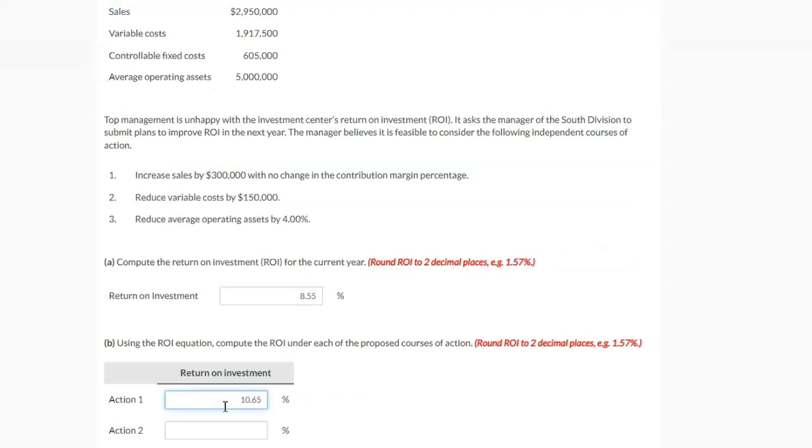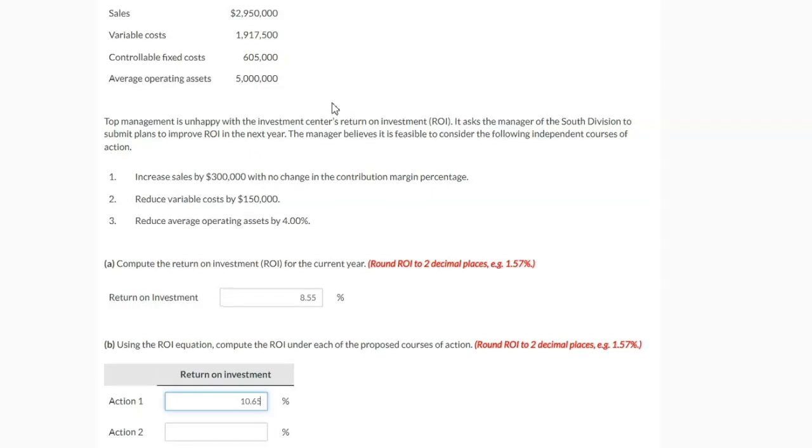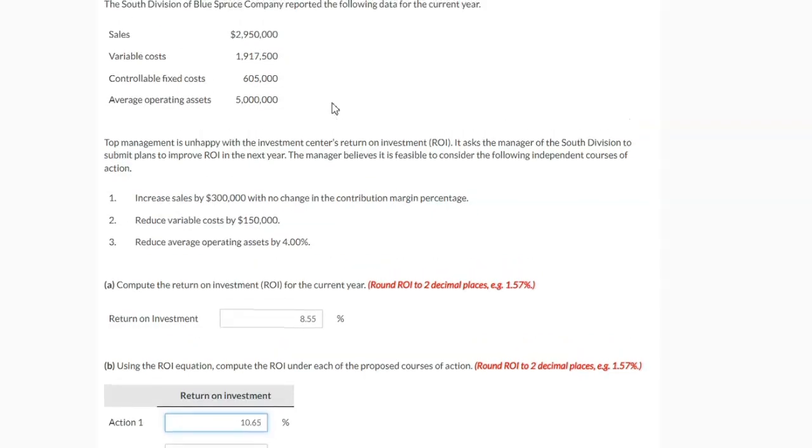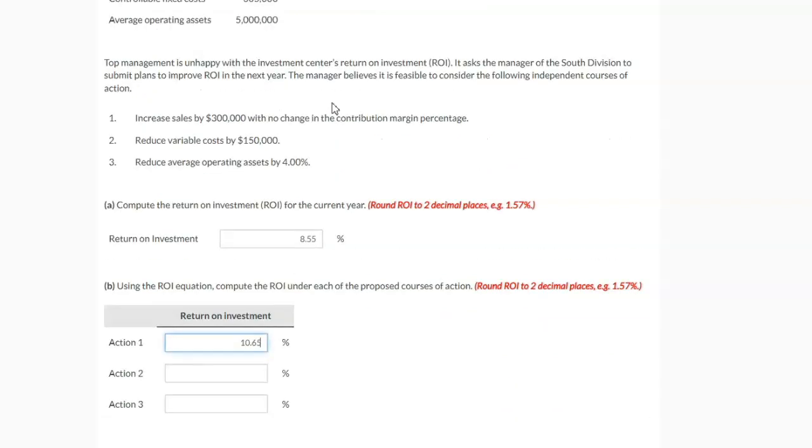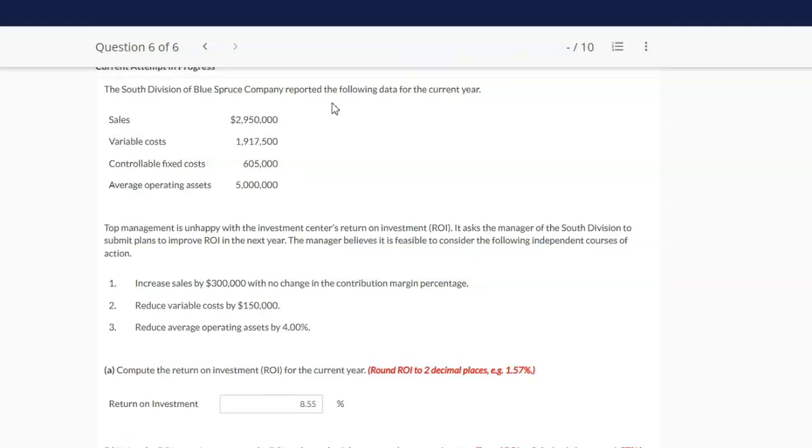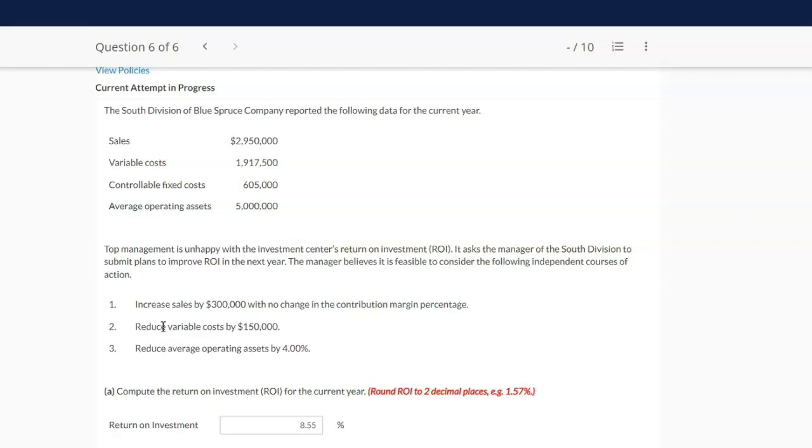So that alternative looks pretty promising. If I can increase revenue by 300,000 and keep my average assets the same, then my ROI would jump by almost 20%. Now the next one is reduce the controllable fixed costs. So go back to the original. What was your original contribution margin? No, it says reduce variable cost. Go back to the original.